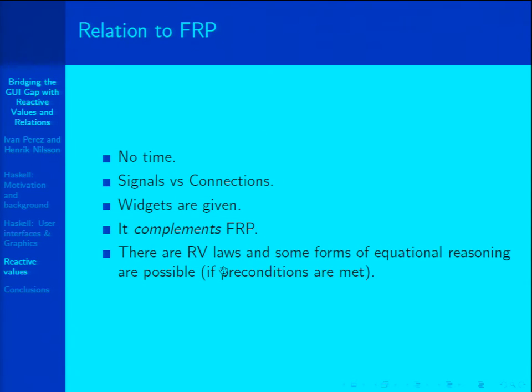The difference with FRP is that there's no time. In FRP, signals are defined by their connections to other signals. And here we're defining values that change over time in one place and then connecting them in another place. Widgets are given. Some FRP or FP implementations that try to address the widget problem actually create a GUI toolkit themselves. Here we assume that it already exists and we're trying to connect to it. And I think it complements FRP. It doesn't really overlap in that sense. I think there's a place for both, even within the same application.